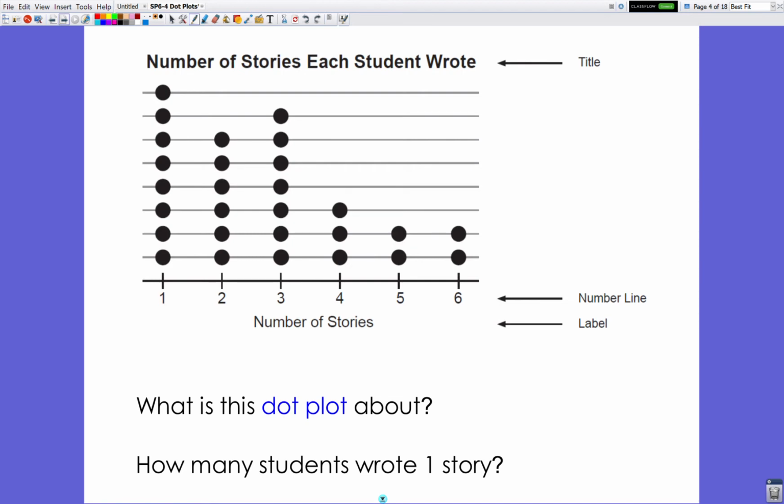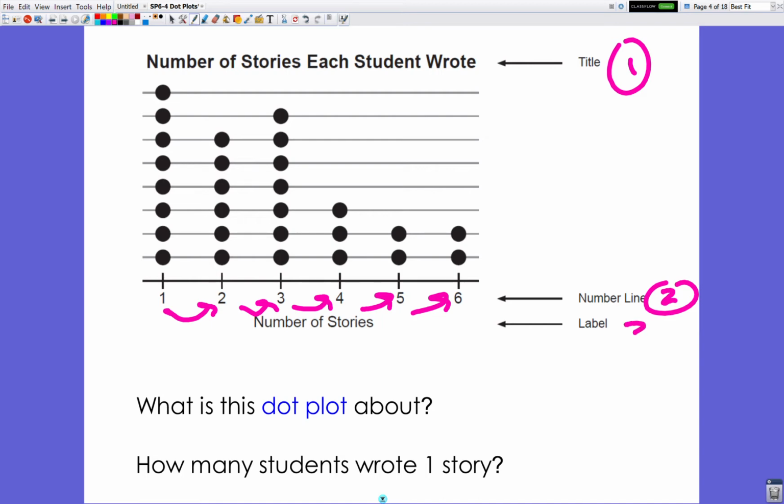Here's an example of a dot plot. A dot plot has 4 major elements. The first is a title, and the title is telling me what the entire dot plot is representing. Our second thing is going to be a number line. The number line has to be consistent. So in this case, they have a gap of 1 between 1 and 2. So they maintain a gap of 1 as they continue counting. They could have chosen a gap of 5, but again, they'd have to keep it consistent.